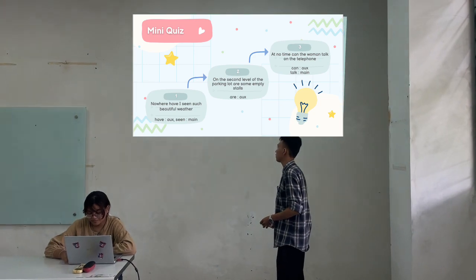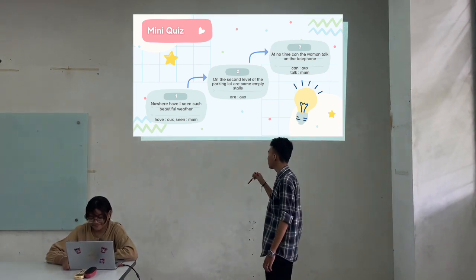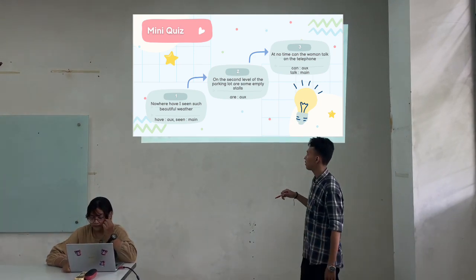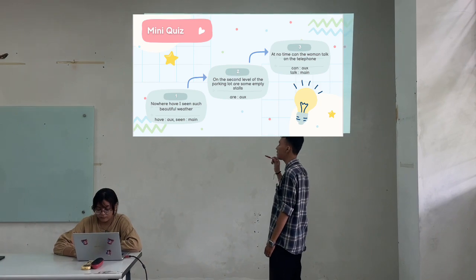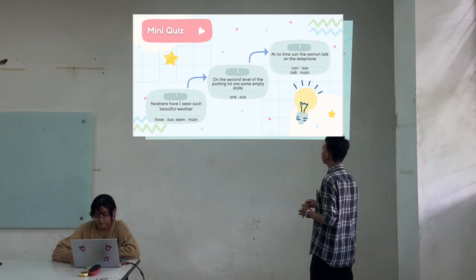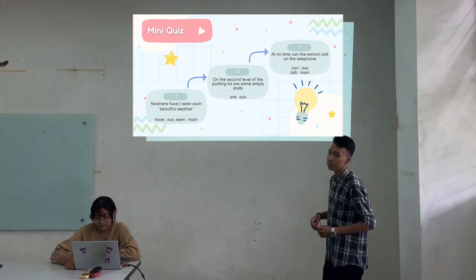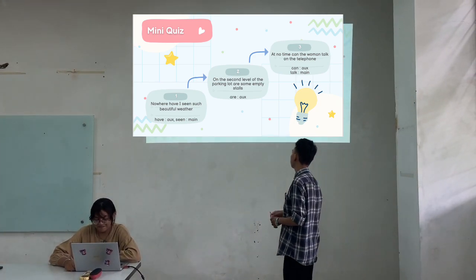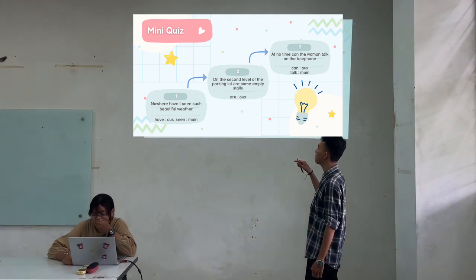First quiz is: nowhere have I seen such beautiful weather. The auxiliary is have, the main verb is seen. Next, we have: on the second level of the parking lot are some empty stalls. The auxiliary is are. Also, the main verb is are.